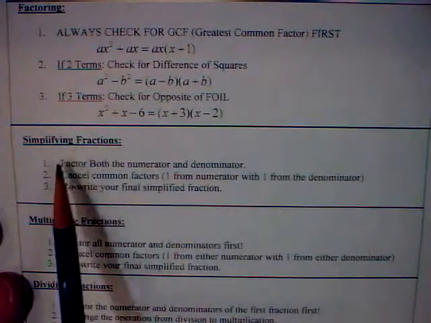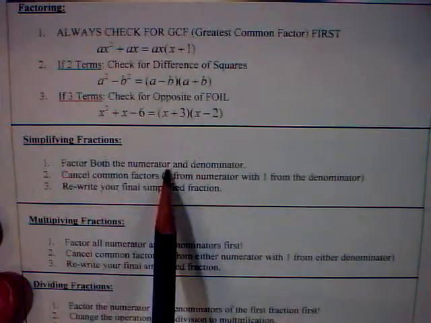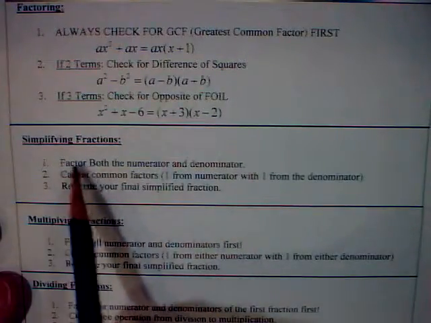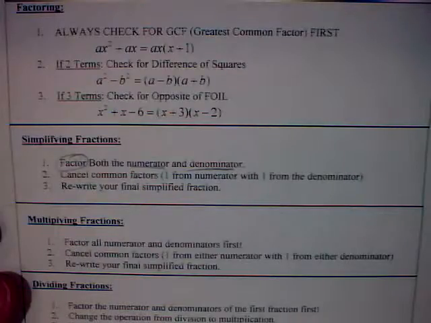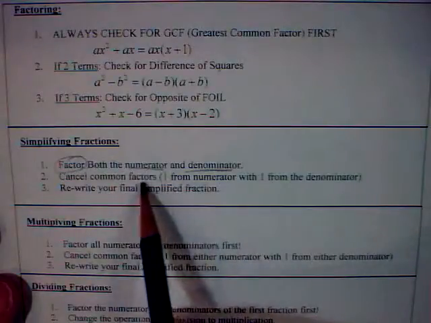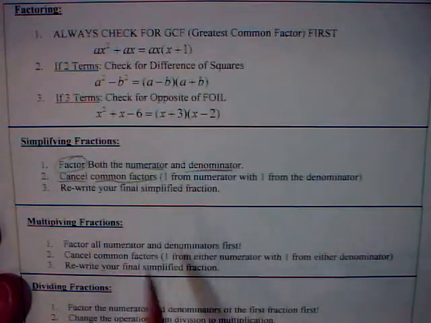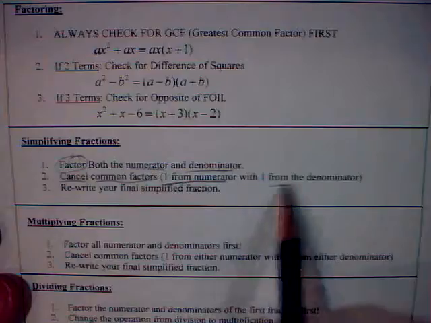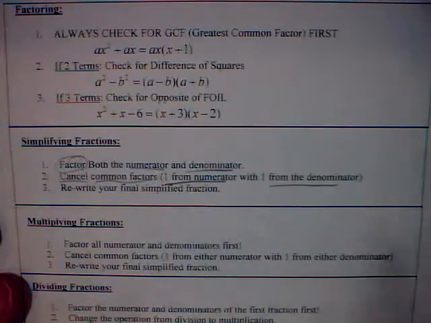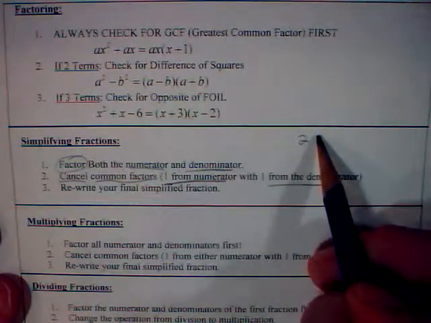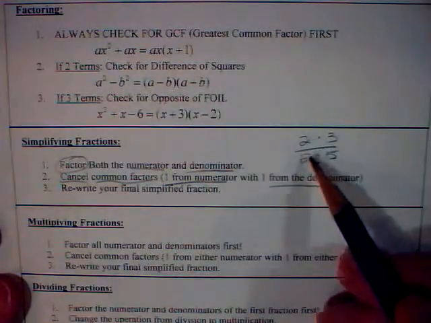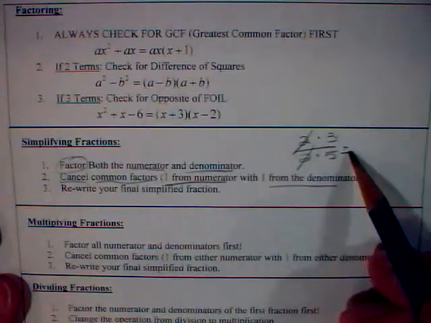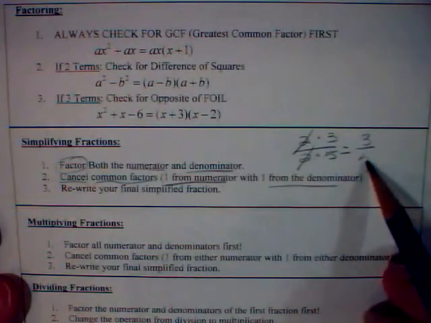In simplifying fractions, you're going to start off by factoring both the numerator and the denominator. So you need to factor both numerator and denominator. And once you have those factored, the next step's very easy. All you're going to do is cancel common factors, one from the numerator with one from the denominator. Okay, so let's say if you had 2 times 3 over 2 times 5, common factor here would be a 2, which would leave you with a 3 over 5.